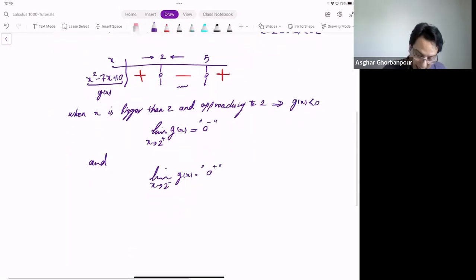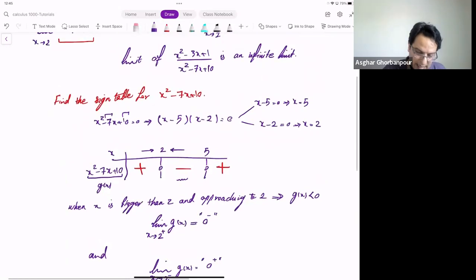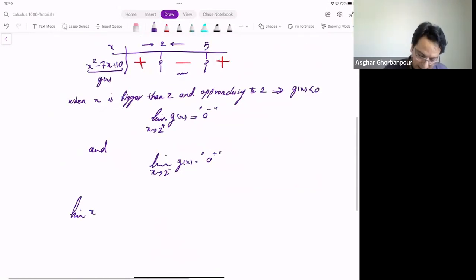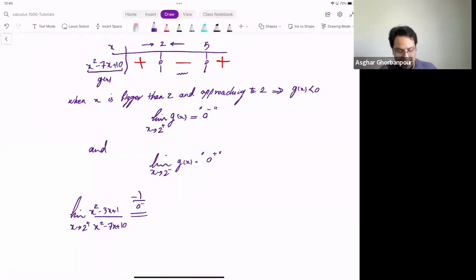So now I can say that, okay, the limit of this guy, x squared minus 3x plus 1 over x squared minus 7x plus 10, as x approaches 2 from the right, is negative 1 over 0, but coming from the negative numbers, getting closer from the negative numbers. Negative times negative, this will be plus infinity.